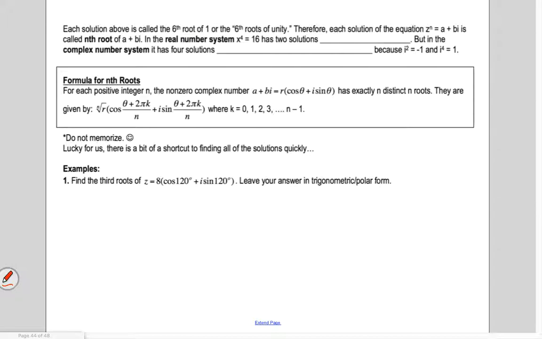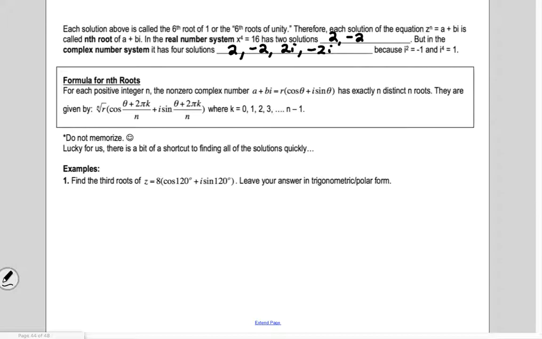Therefore, each solution to the equation z to the n equals a plus bi is called an nth root of a plus bi. So in the real number system, we know that x to the 4th equals 16 only has 2 solutions, 2 and negative 2, if I have to have real solutions. But in the complex number system, it has 2, negative 2, 2i, and negative 2i. That happens because we know that i squared is equal to negative 1 and i to the 4th is equal to 1.